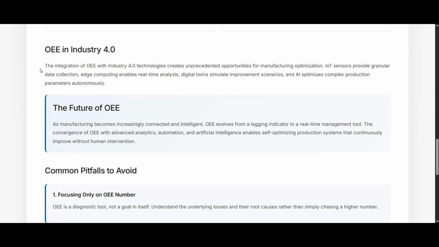Then digital twins come into play, virtual models of your machines that let you simulate different improvement scenarios before touching the real system. And artificial intelligence ties it all together, autonomously optimizing production parameters. So instead of reacting to issues, the system learns from itself, adjusts automatically, and continuously drives efficiency. That's the power of Industry 4.0. It turns OEE from a report into a living, breathing intelligence engine.